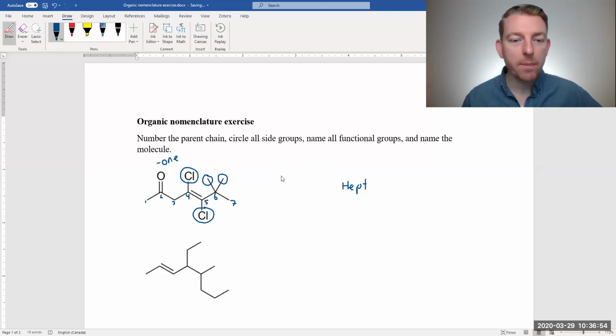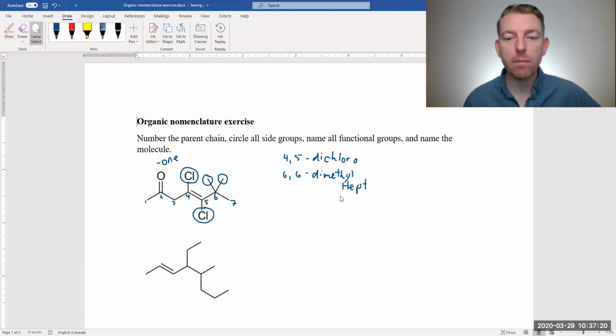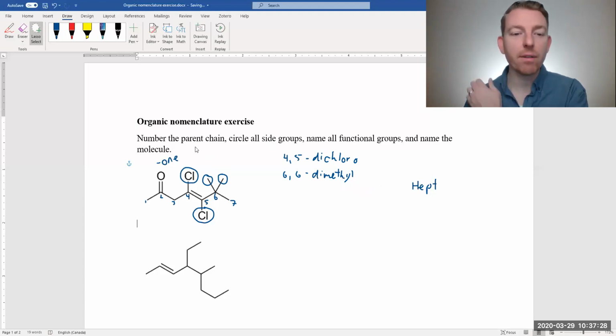So now we can number those properly. So we can write 4, 5 dichloro. And we also have 6, 6 dimethyl. Okay, because we have the 2 of those next to each other, 2 of each, right? So they both get to have the di in front of them.